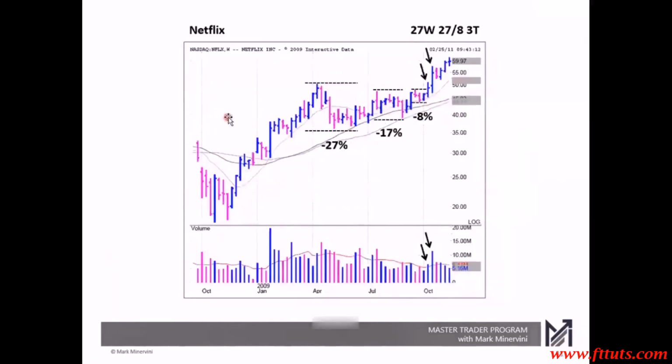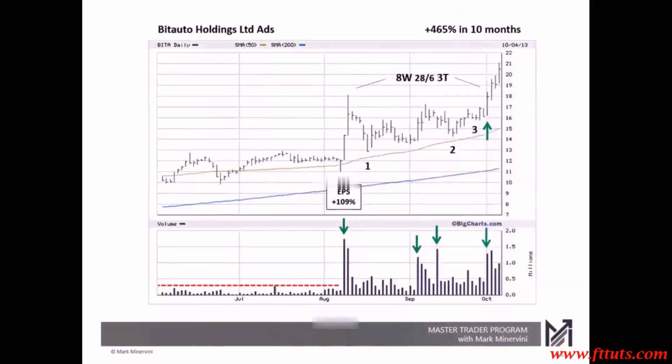So here's Netflix. This is on a weekly chart. Again, you're going to see the exact same thing: 27, 17, 8, and now it's ready. And now you're ready to buy it as it starts to turn up from there. 27 week, 27 by 8, 3T, 3 contractions, or 3C if you want to call it. But again, I can get an idea of what that pattern looks like just by having those little notes in my head.